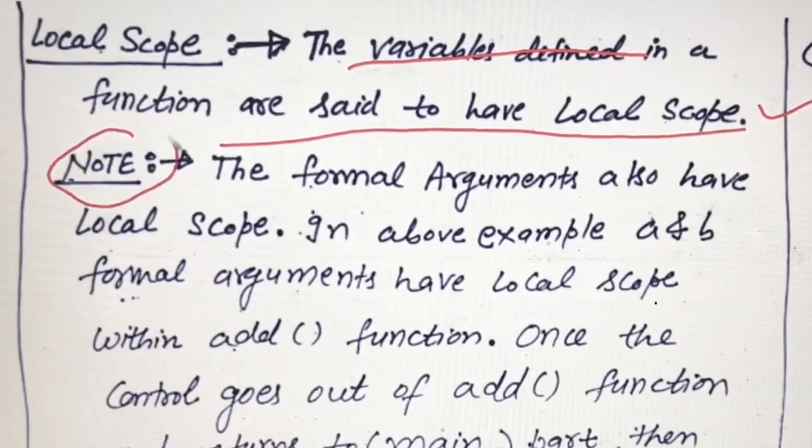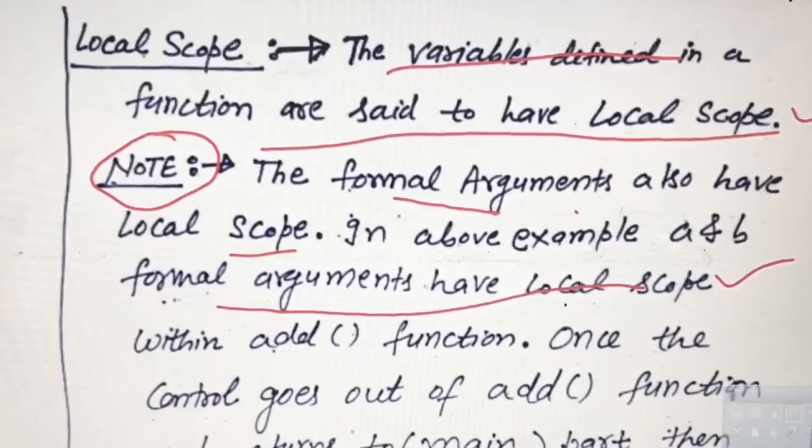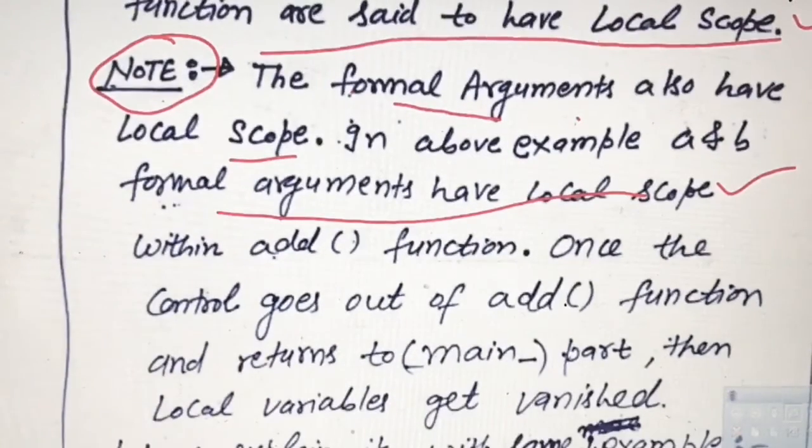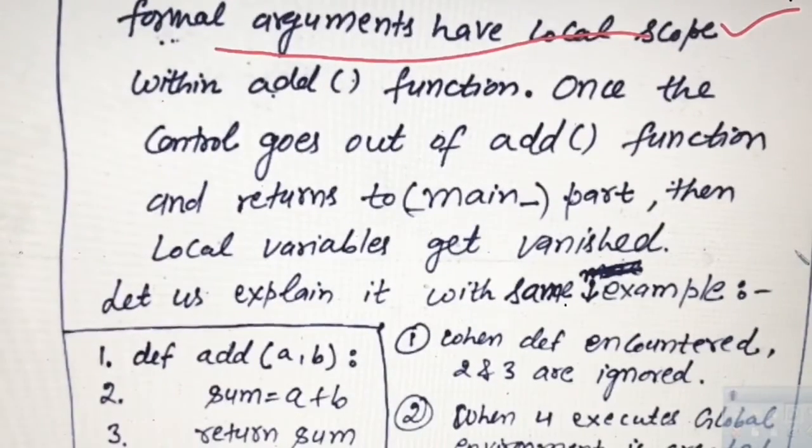Also, there is an important note: the formal arguments also have local scope. In our example, a and b formal arguments have local scope. The variables defined in the function's header are also local. This is very important. They belong to the function; they take their value from the calling function, but their scope is within that function's local scope.